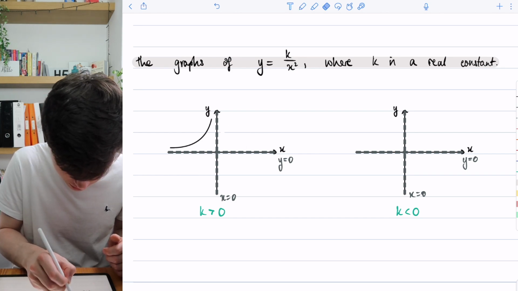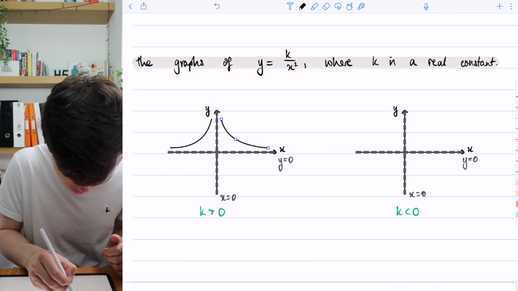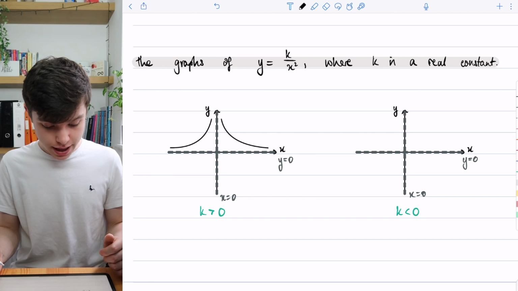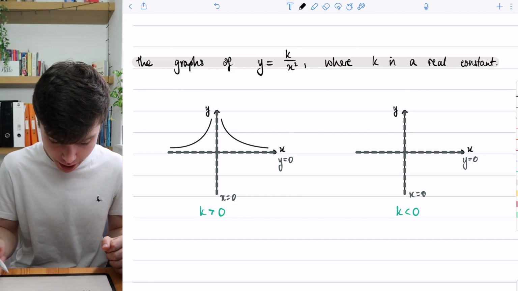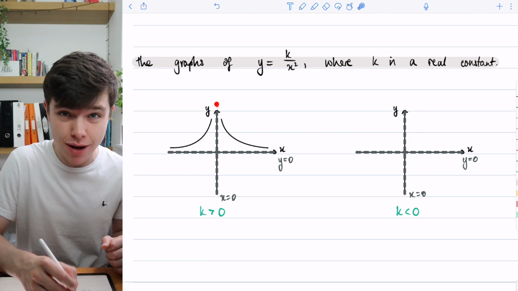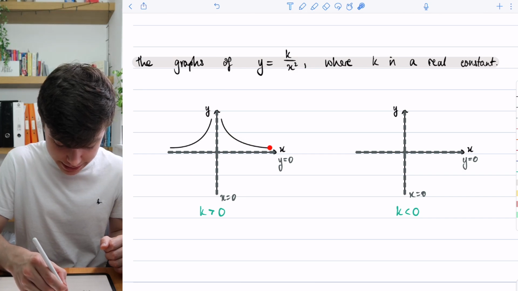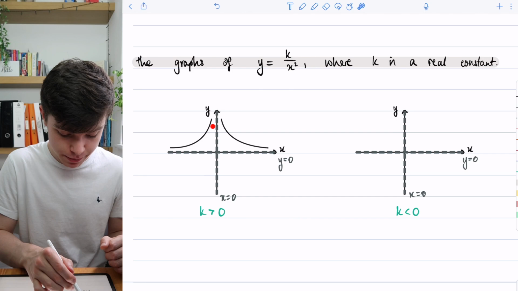I don't know why it keeps going into a straight line. Let's try that again. That's better. Something that looks like that. Okay, that's the graph of y is equal to k over x squared. Okay, we can see we're approaching the asymptote here. We're going to carry on and carry on, but we're never going to touch it. And similarly down here, we're going to carry on but never touch the x-axis, and same for those points of the graph there.